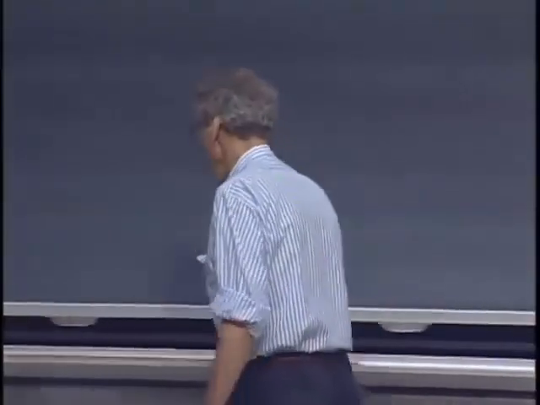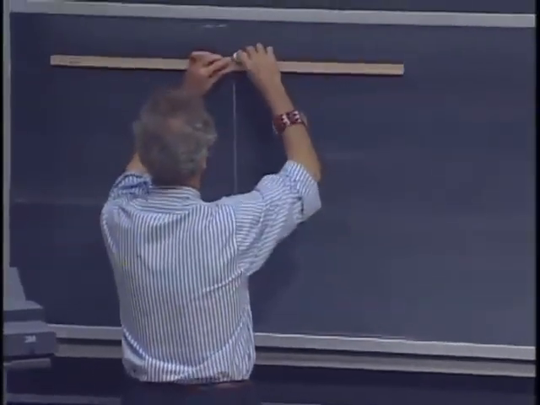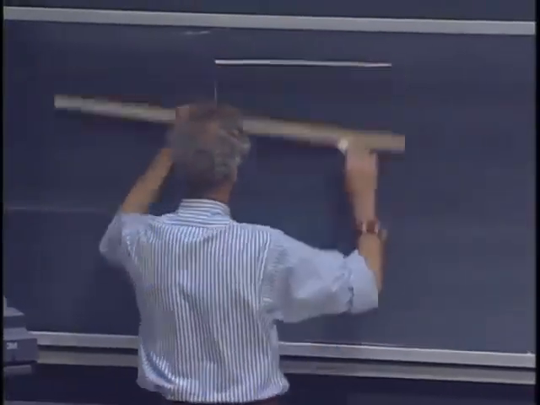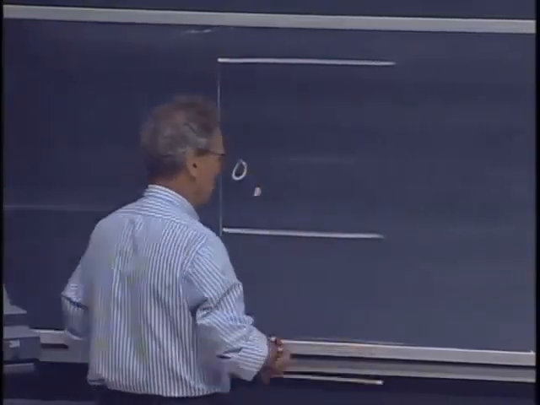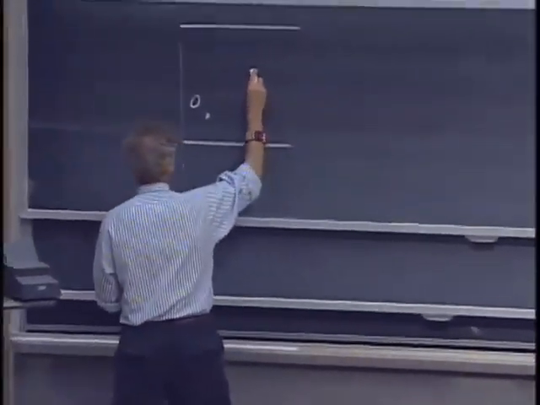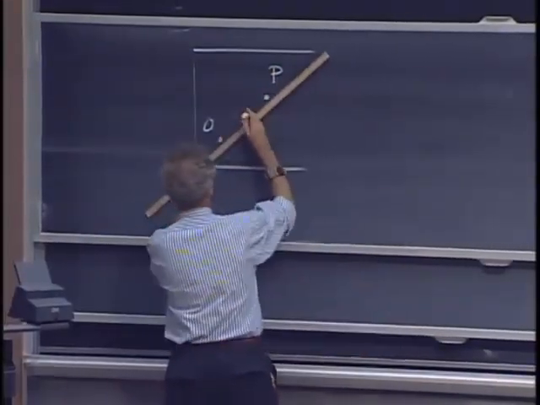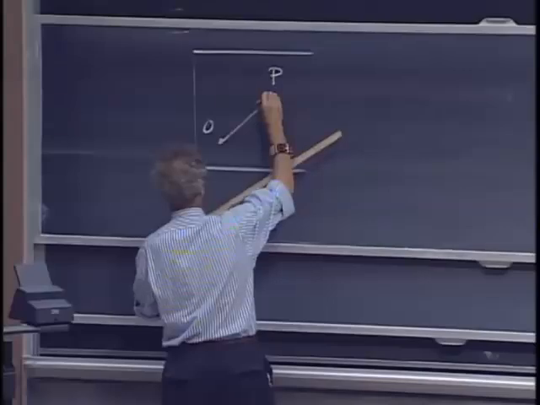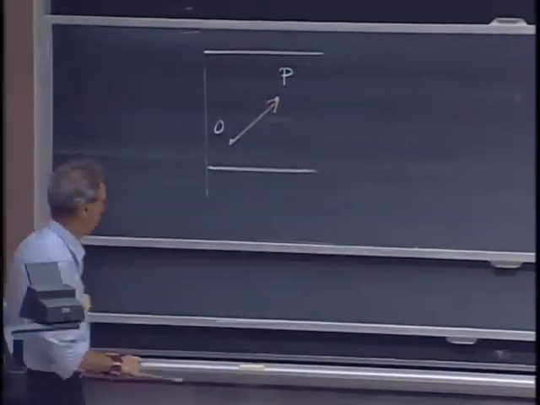Imagine that I'm standing on a table in 26-100. This is the table. And I am standing, say, at point O. And I move along a straight line from O to point P. So I move like so. So that's where I am on the table, and that's where you will see me when you look from 26-100.